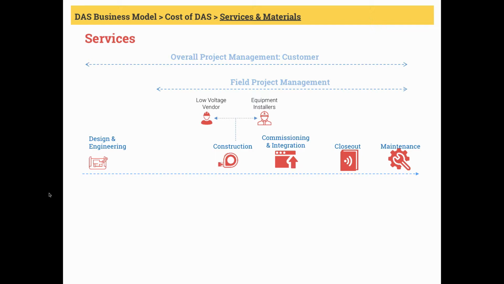DAS integrators usually will also take care of the field project management, and someone from the customer side manages the overall project. We have discussed materials quite a bit. We have two types of materials: DAS electronics and infrastructure materials such as cable, couplers, and antennas, etc. One final thing: the sequences of services and materials on this slide are shown in typical sequence of events.